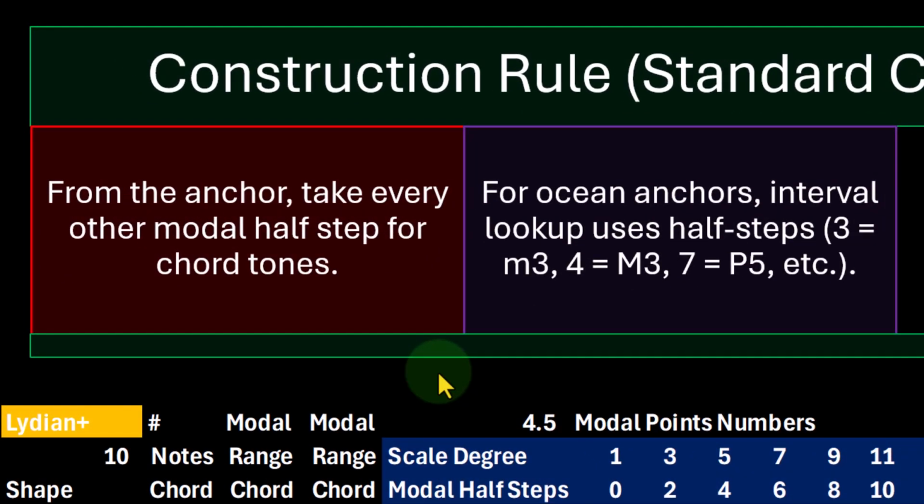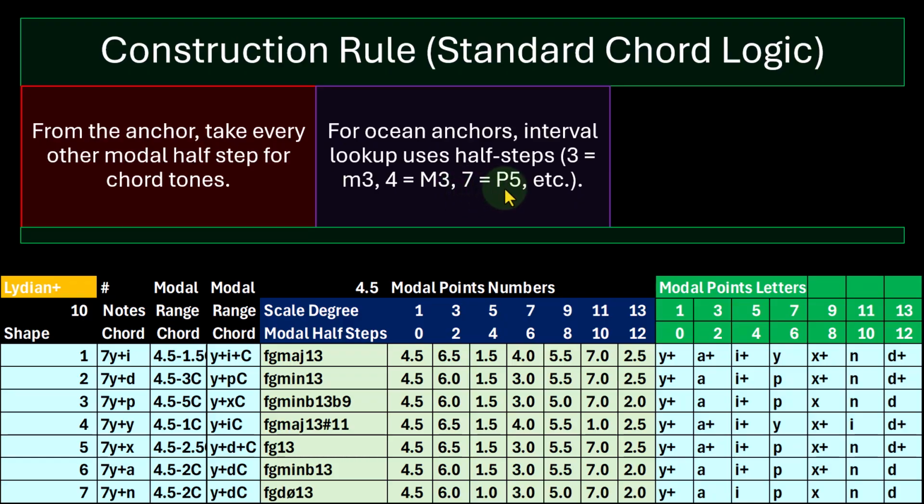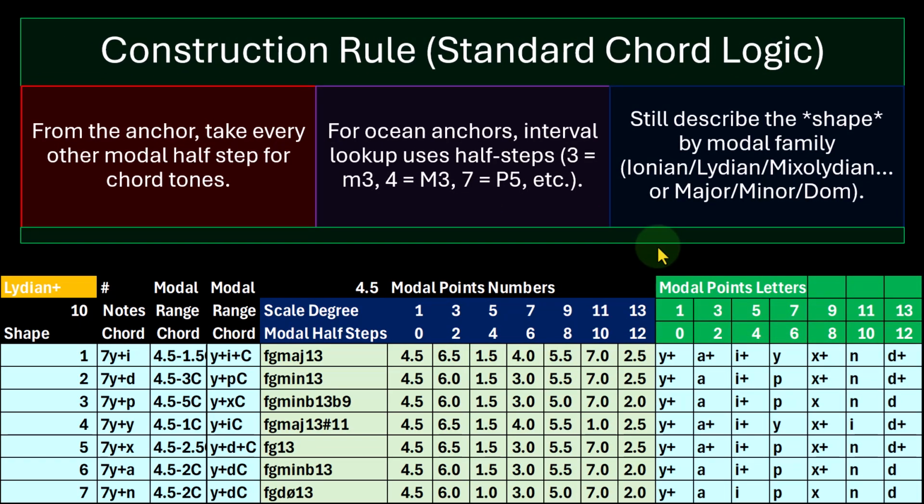So for ocean anchors, the internal look uses half steps. Now the problem with the ocean chords is that it gets a little bit messy because we can't use the measuring system of modal half steps. We have to use the shape, which is what we would typically do in context. We still describe the shape by modal family, Ionian, Lydian, and so on and so forth. So in other words, this is the Lydian point specifically.